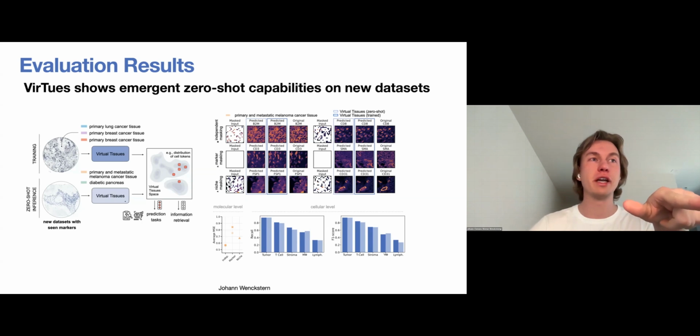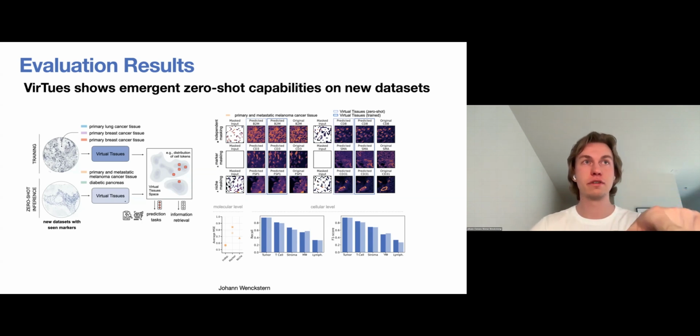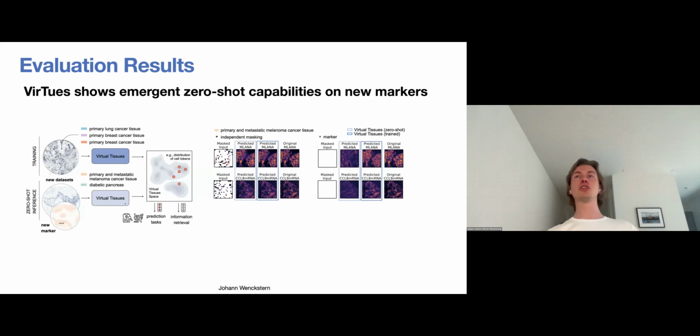Next, we moved on to evaluating on a new data set, again this melanoma data set, but also including the new markers and focusing on the performance on new markers never seen during training. And here I show the results for this experiment. I show again independent masking and marker masking. And here we see for the first time in marker masking a significant drop.